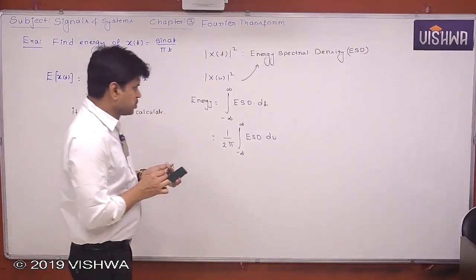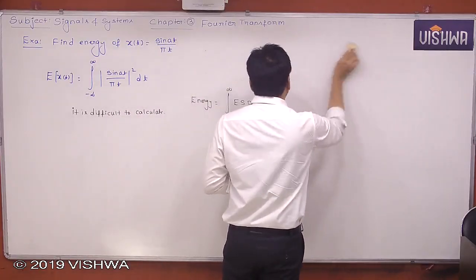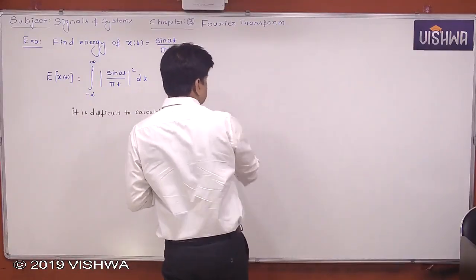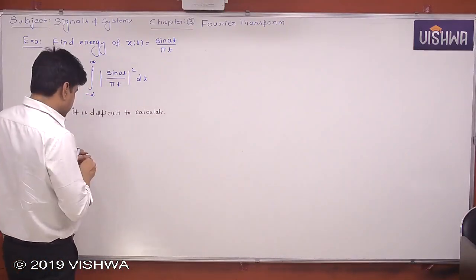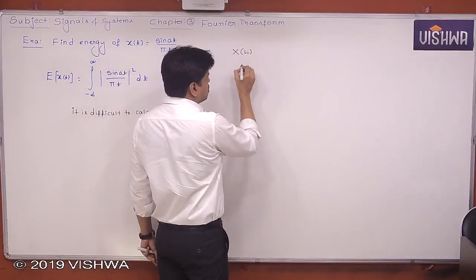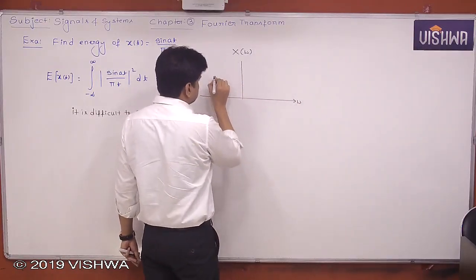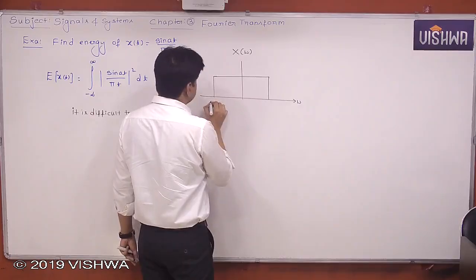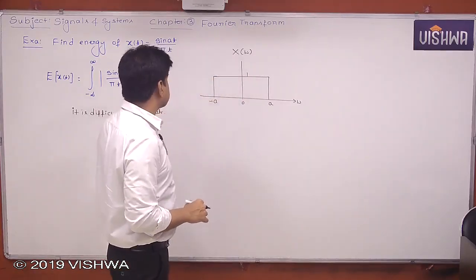Then what can we do? We can do one thing. We can calculate the energy spectral density. How can we calculate the energy spectral density? Let's see. For this x of t, what is x of omega? We know x of omega is nothing but a rectangular pulse which exists between minus a and plus a, whose gain is equal to 1. So this is x of omega.